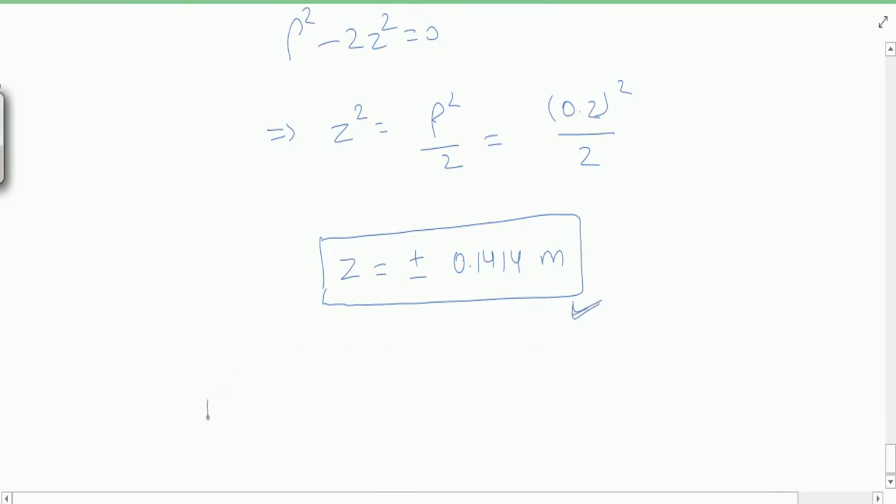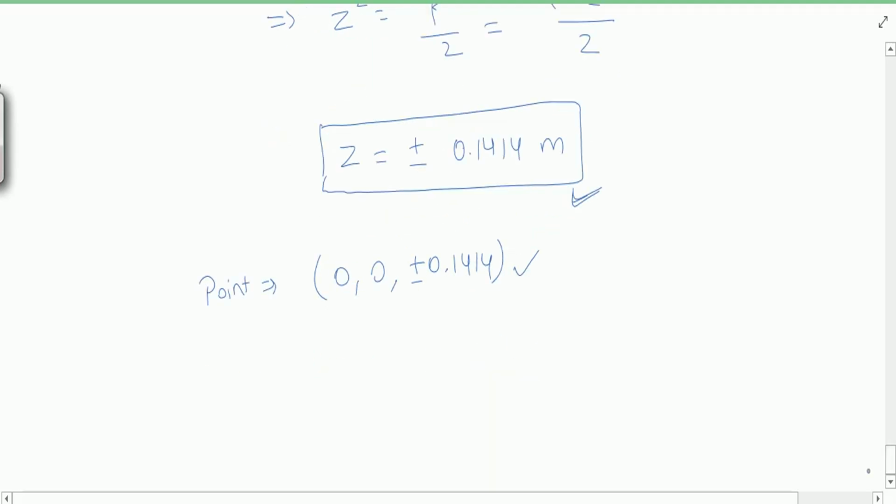So we can say the point is on the z axis, so the point will be 0, 0, 0.1414, and here we write plus and minus. So this will be the point at which the electric field is maximum.